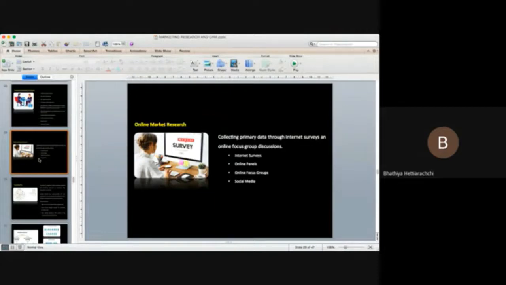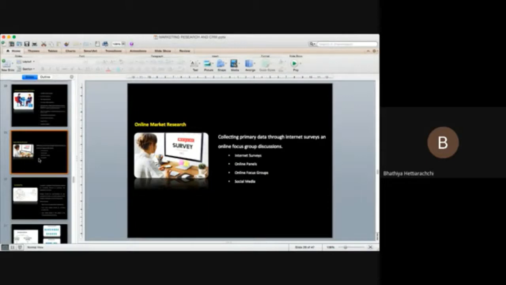Right. Now, another method that you find is online market research. This is where you try to collect primary data through internet surveys and online focus group discussions. So here you're talking about surveys on the internet which you can open out to the entire global market. The internet doesn't have geographical barriers. So by being in Colombo, you can do research on behavior patterns using people around the world or around the country. There are sites which allow you to develop your questionnaire on the site itself and gather information.